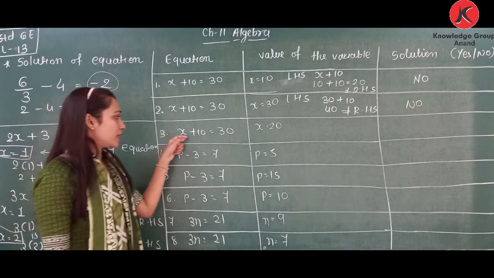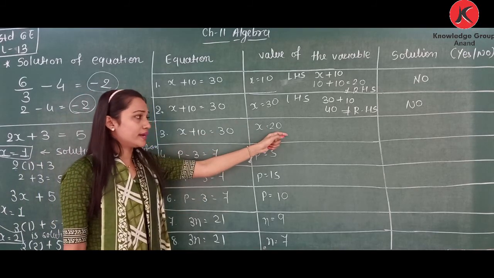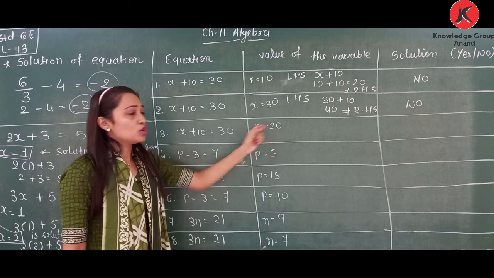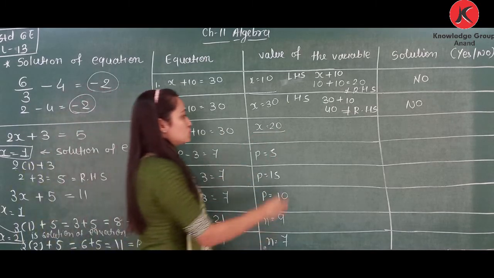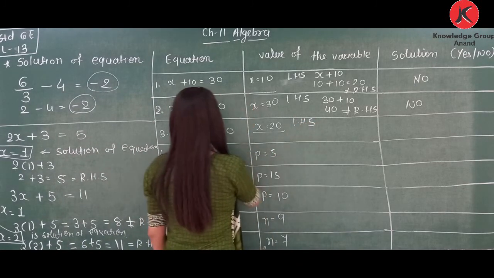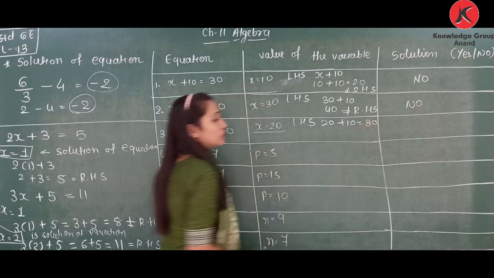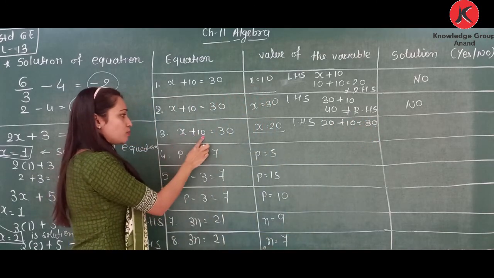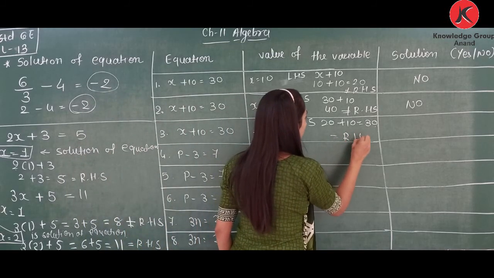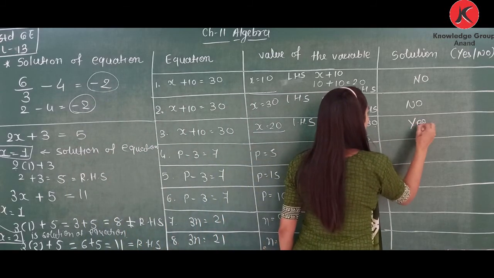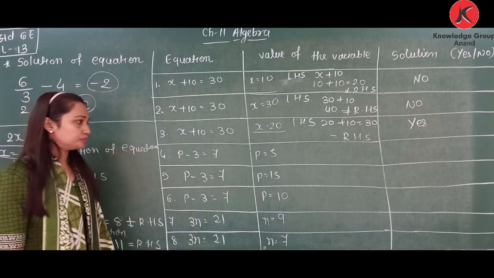For the next, x plus 10 is equal to 30, that is the equation, and x is equal to 20, that is the given value of x. So in the equation, instead of x, we need to write 20. So left hand side, here 20 plus 10, that is 30. If we write 20 here, then 20 plus 10 is 30 and it is the right hand side. So yes, it is a solution of the equation. So x is equal to 20 is a solution of the given equation.